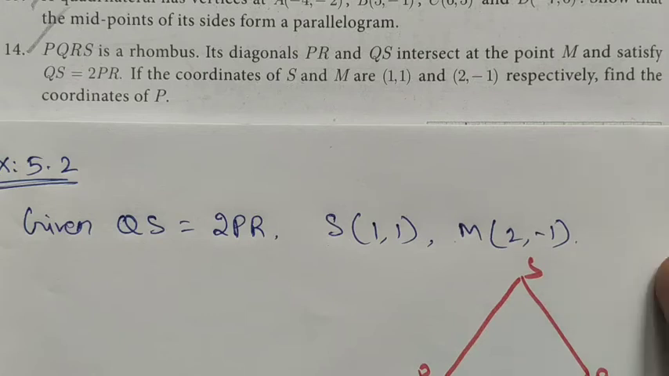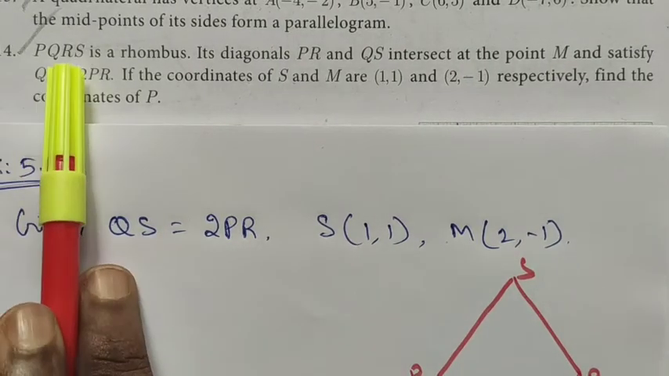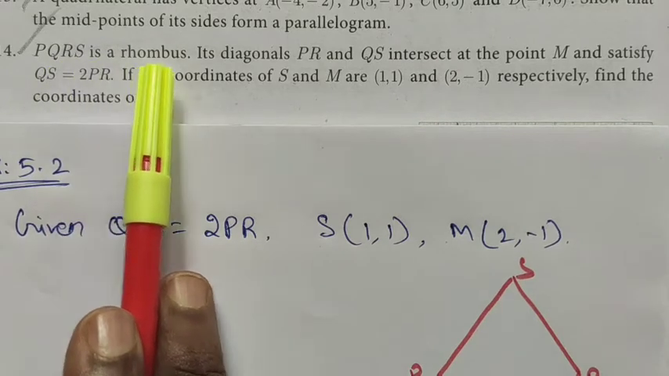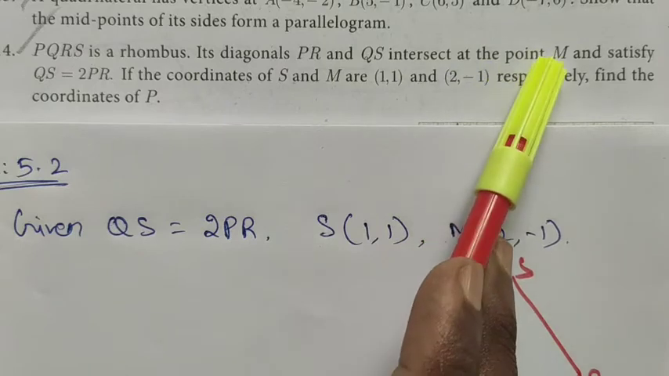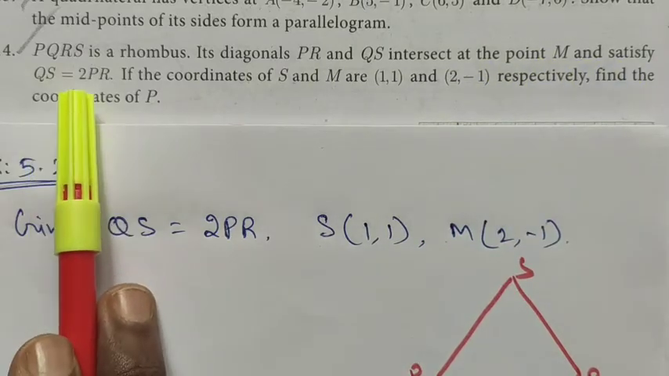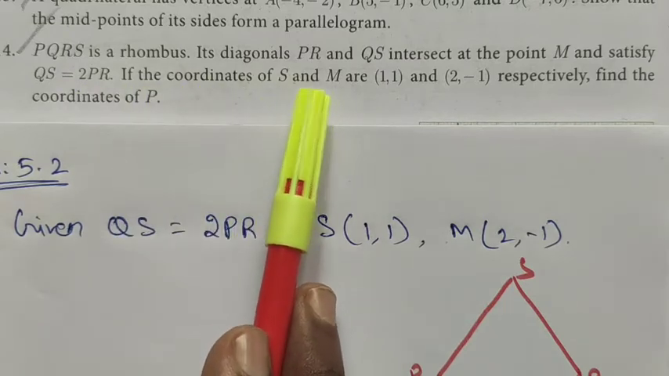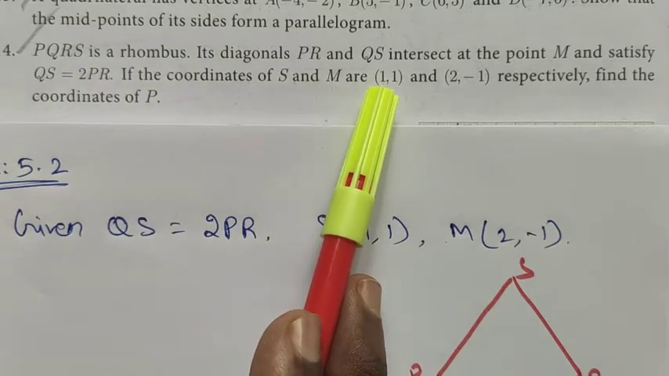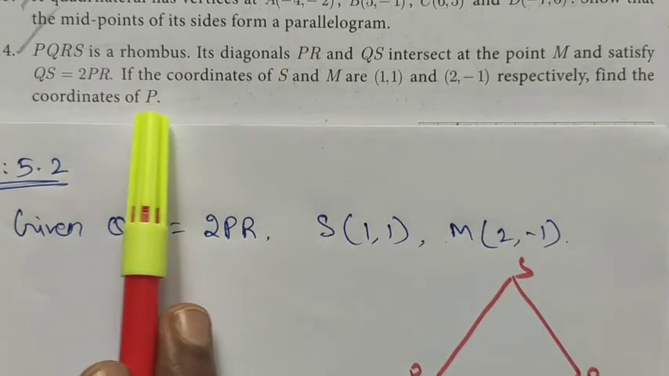Hi students, class 10, exercise number 5.2, question number 14. PQRS is a rhombus. Its diagonals PR and QS intersect at the point M. QS is equal to 2 times PR. If the coordinates of S and M are given as (1, 1) and (2, -1) respectively, find the coordinates of P.